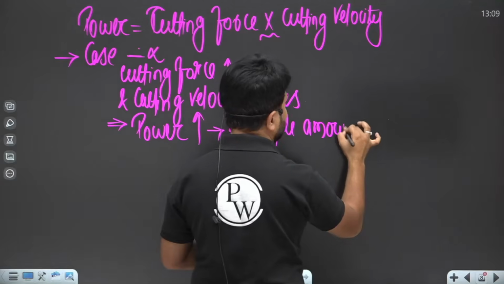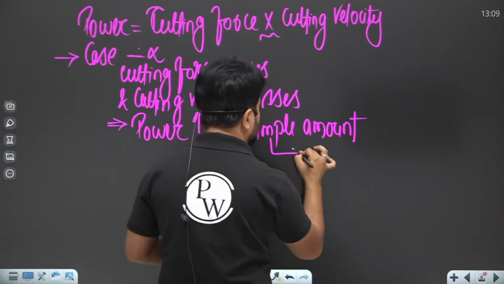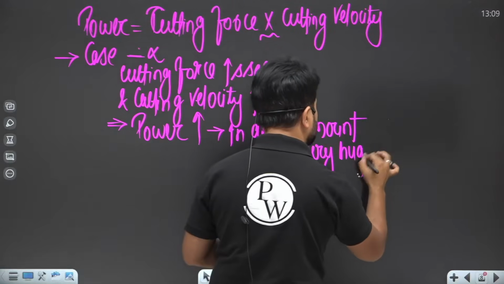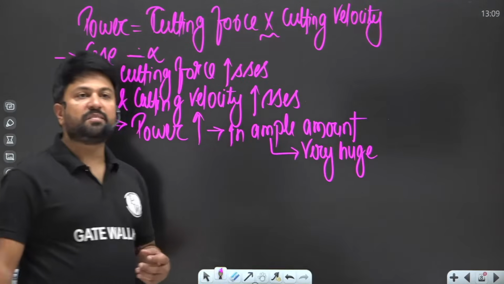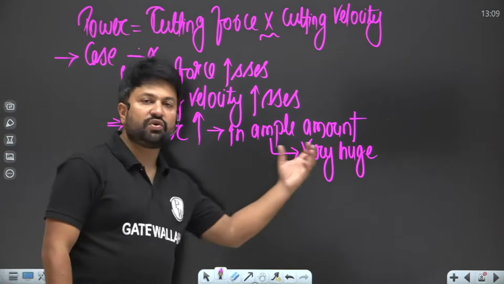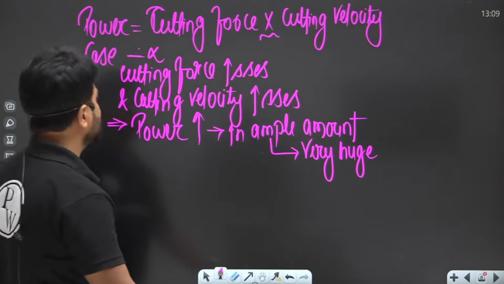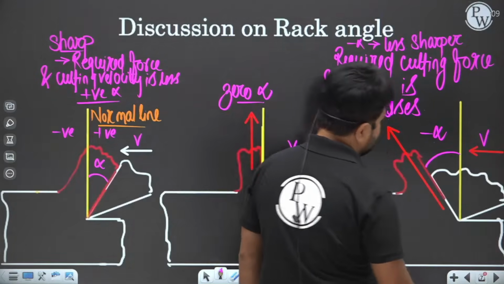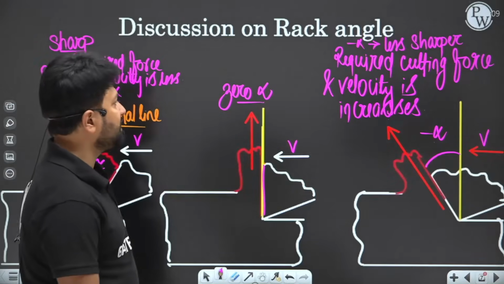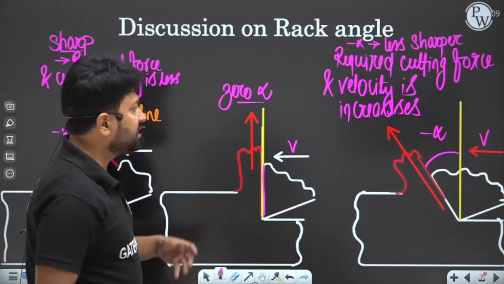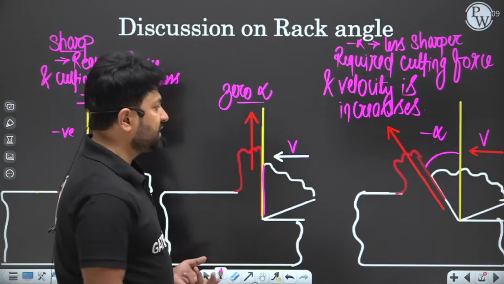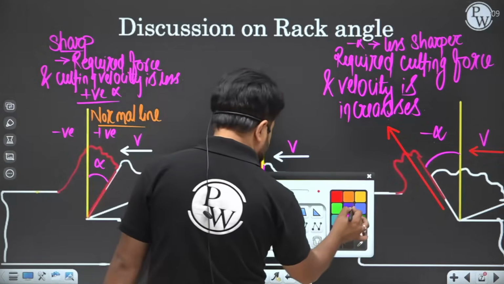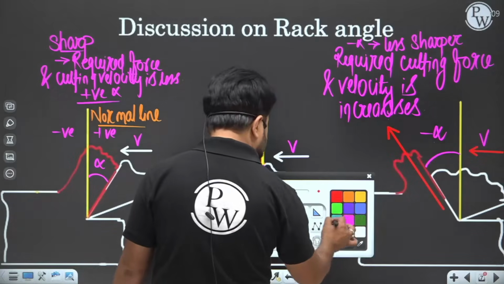What do you mean by ample amount? The meaning of ample is very huge. So the required power consumption in a negative rake angle tool is very high. But the advantage of negative rake angle is that, please see the tip of the tool.